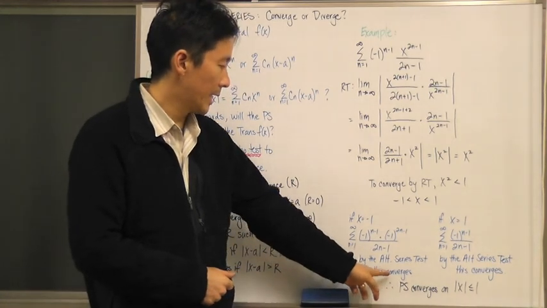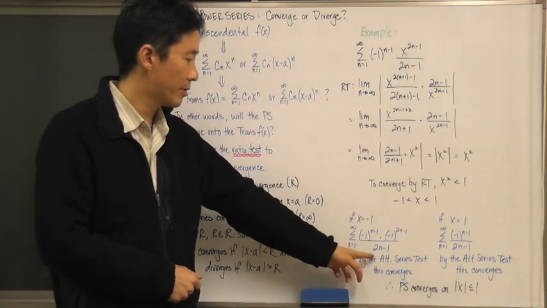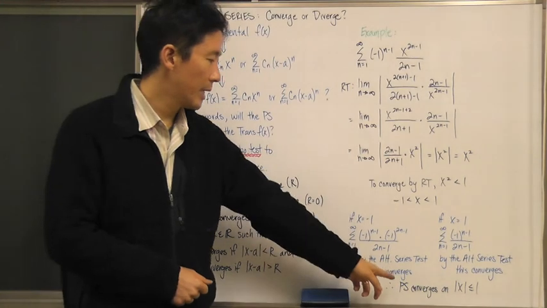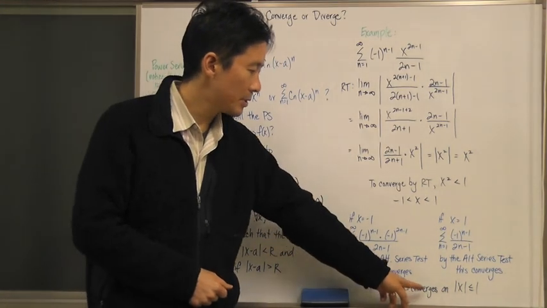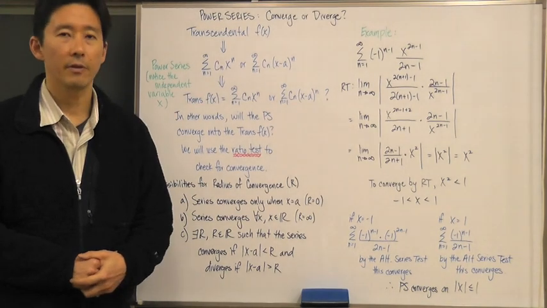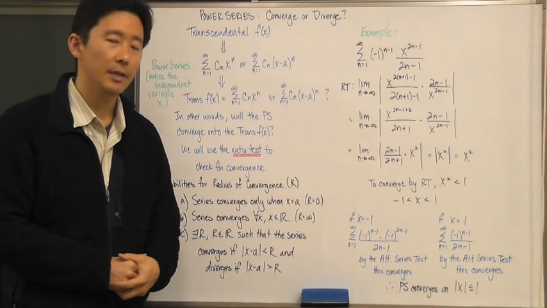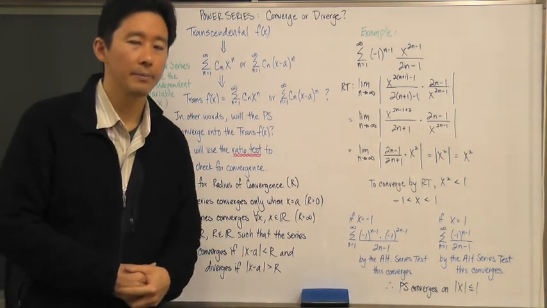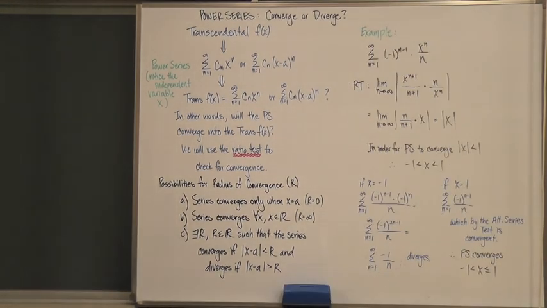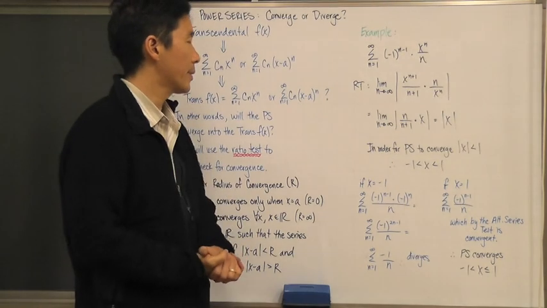So what we have then is that this particular power series is going to converge also at the endpoints of negative 1 and 1, and so therefore the power series is going to converge on that interval, absolute value of x is less than or equal to 1. Okay, let's take a look at maybe one other example. Okay, and let's take a look at this last example here.